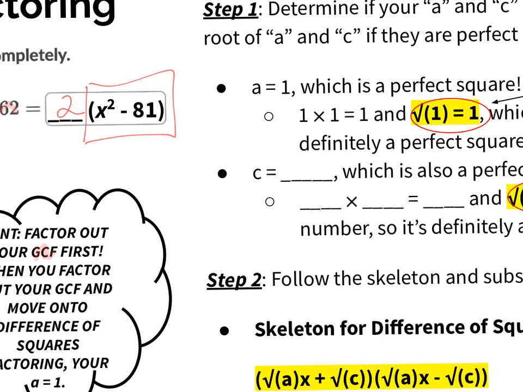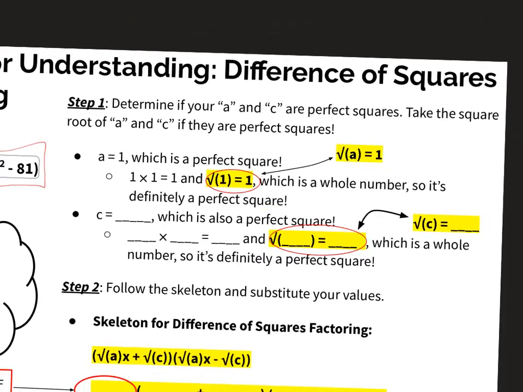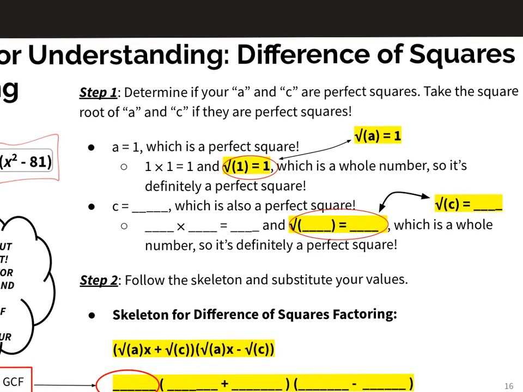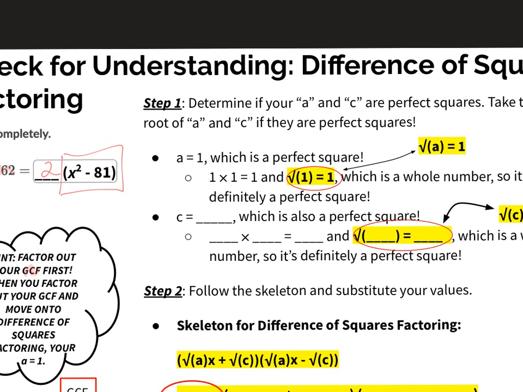going to do the difference of squares factoring on, right? So let's look at my step 1, right? I want to determine whether my a and c are perfect squares, and then I want to take the square root of a and c if they are perfect squares, right? So my a is 1, as I said, because the coefficient for 1x squared is just 1, right? And I know that 1 is a perfect square, right? And the square root of 1 is 1. So I'm going to use that piece of information later. My c in this case is 81, which is a perfect square, because I know that 9 times 9 is 81, and so the square root of 81 is 9.